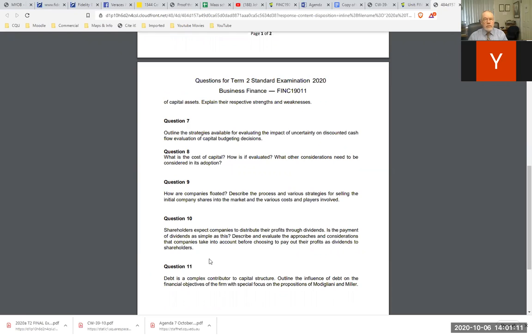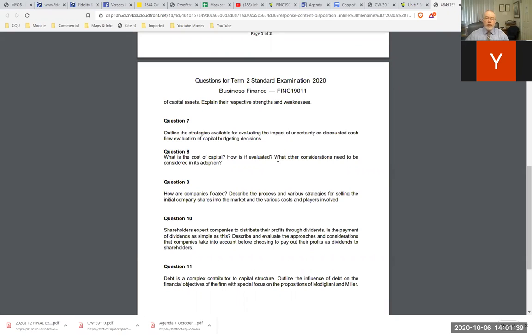If you look at any of the questions, we'll just take one at random. Question 8, what is the cost of capital? How is it evaluated? What does that sound like? Weighted average cost of capital, all that stuff we did with capital structure and so on. That's your opportunity to tell me everything you know about the cost of capital and how it's evaluated, which is exactly what we did through that module.